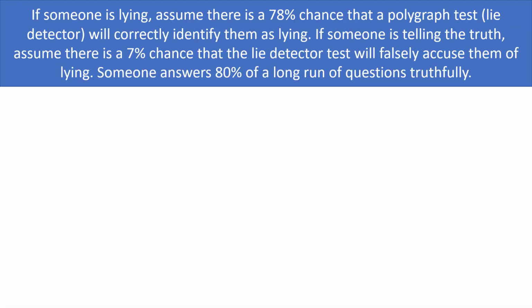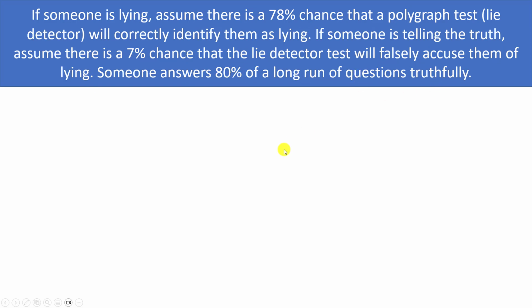All right, so here is a question for you to try. It says, if someone is lying, assume that there is a 78% chance that a polygraph test, which is a lie detector test, will correctly identify them as lying. If someone is telling the truth, assume there is a 7% chance that the lie detector test will falsely accuse them of lying. Someone answers 80% of a long run of questions truthfully.